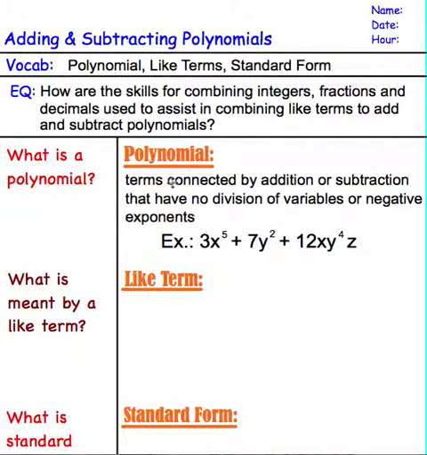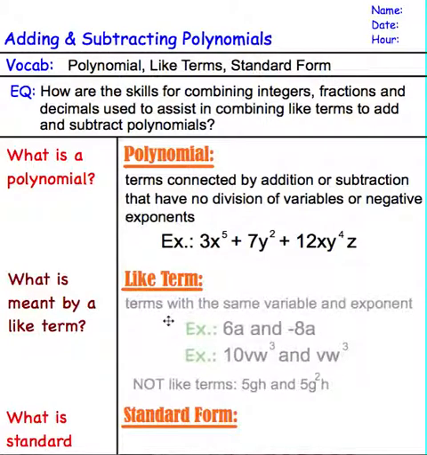And when we add and subtract polynomials, we need to combine like terms. What we mean by like terms are terms with the same variable and the same exponent. So for example, 6a and negative 8a are both like terms because they both have an a to the first power. Likewise, 10vw cubed and vw cubed are like terms because they both have a v to the first power and a w to the third power.